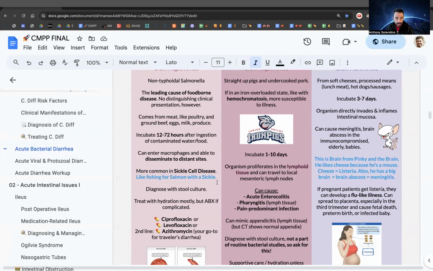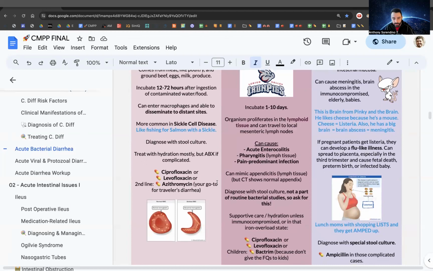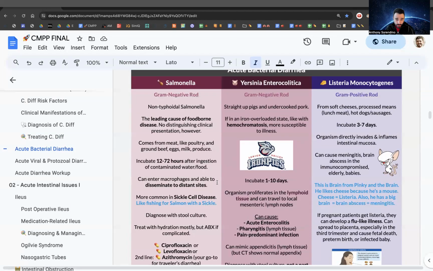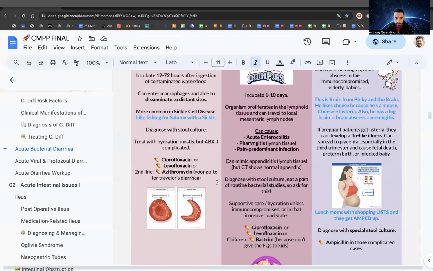Treat this with hydration mostly, but there are going to be antibiotics here if it's complicated. It's kind of the same treatment between Salmonella and Yersinia. It's going to be ciprofloxacin or levofloxacin. All right, so we're going to treat this with a fluoroquinolone, which are great for gram negatives.